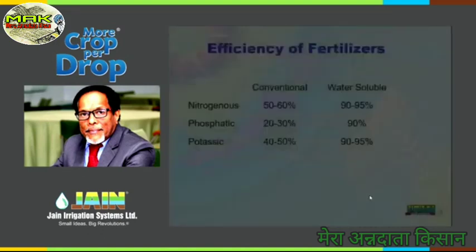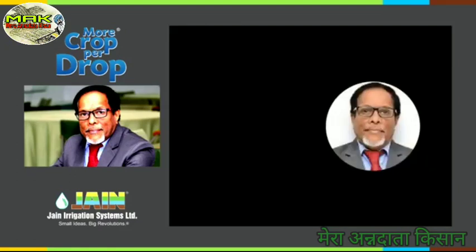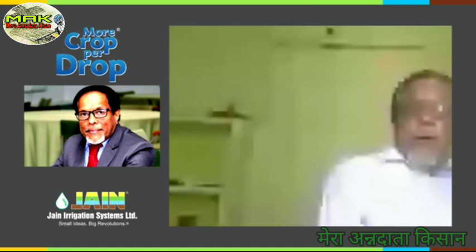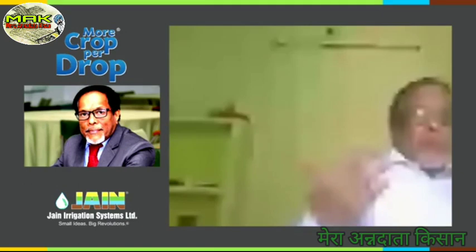You have fertigation and its effect on yield enhancement. A lot of fruit crops, even all of them, have had yield increases. Like 6 tons of pomegranate, 9 tons in the 5th year, 2.5 tons of mango in the 12th year. Here I'm getting 6.5 tons in the 5th year. And of course, it's just another added technology for high-density planting. That's the great thing. But mango yielded faster. That many crops are here.